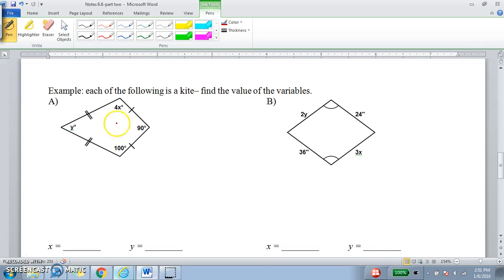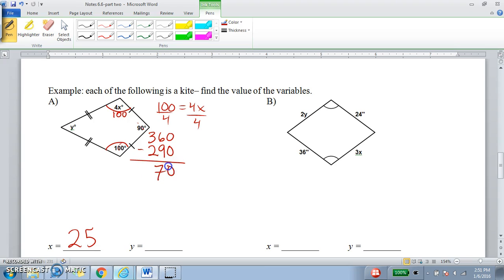All right, same thing, just a little bit more algebra. Here, these two angles in between the non-congruent sides are going to be congruent to each other. So we have 100 equals 4x. We divide by 4, and we get x is 25. Then we know if each of these are 100, so 100, 100, and 90, all of that adds up to 290 degrees. So I have 290 degrees between these three angles right here. I know the entire four-sided shape adds up to 360. So I subtract what I have, and I end up with 70. So y, this leftover over here, would be 70 degrees.